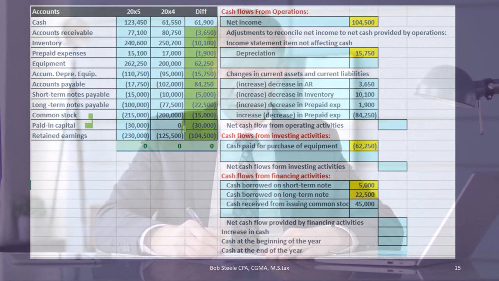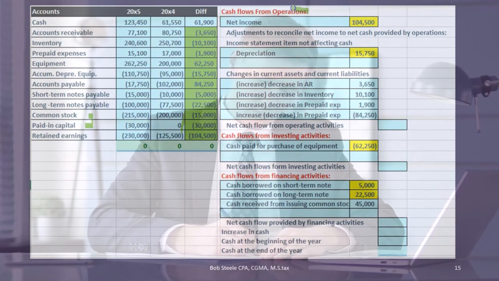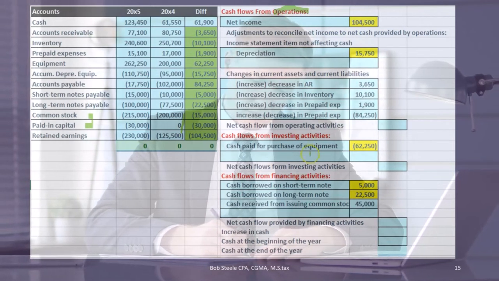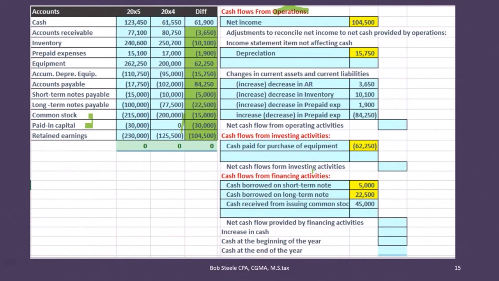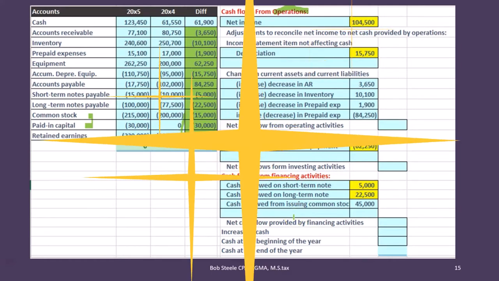So neither part of those accounts are part of the income statement. It doesn't have anything to do with operation. It's going to be financing. Why do we issue stock? Because we're financing the company. We're trying to get money into the company through a financing process. And therefore, we're going to assume, once again, that cash received from issuing of stock is the effect here.